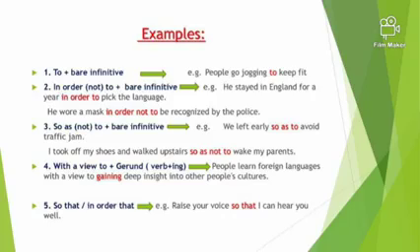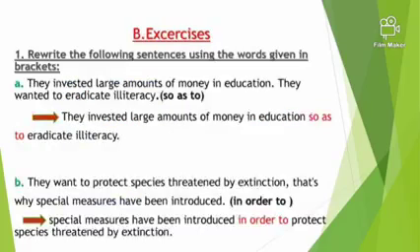And the last example is the use of so that, in order that. For example, raise your voice so that I can hear you well. So we have so that plus subject I, modal can, verb hear, you well. So that plus sentence.